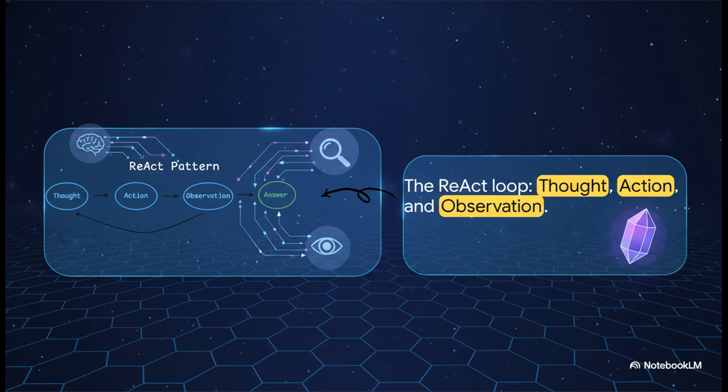It starts with a thought. The agent forms a hypothesis or decides on the very next step. Then comes the action. It actually fires off a tool. Maybe it runs a Google search. Next is the observation. It looks at the real-world data it just pulled in.